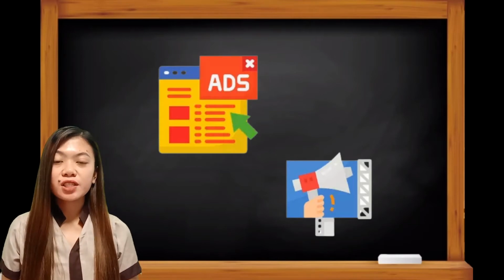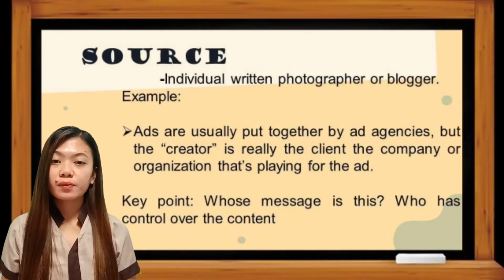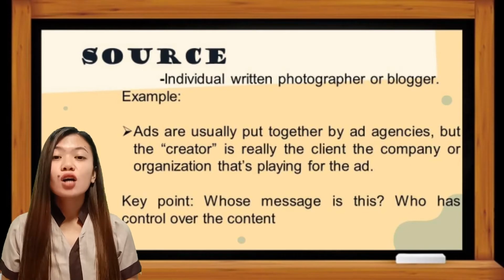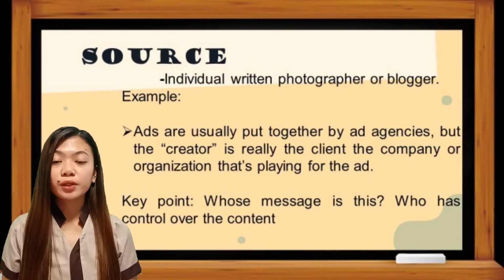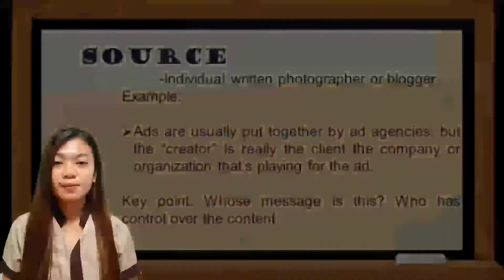In analyzing media messages, the first thing we have to consider is the source. First, ask who is the source of the message. Source can be the writer, the photographer, blogger, or the artist. Knowing who is ultimately responsible for a message can reveal its true intentions as well as any possible bias. If the source isn't obvious, you can find it by following links or checking legal disclaimers.